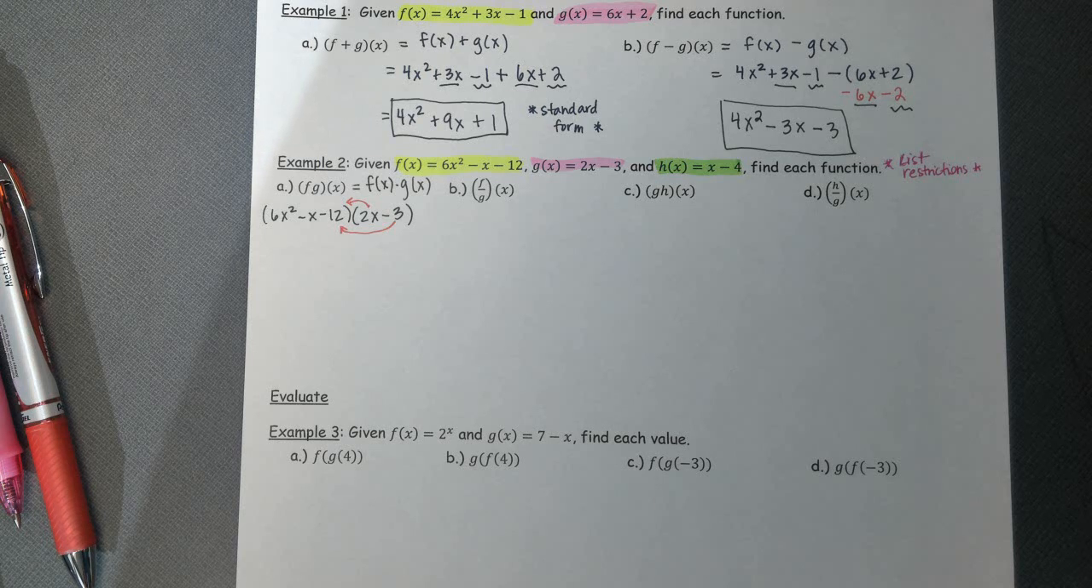Wait, how is that different from FOIL? Pardon? How is that different from FOIL? With FOIL, it's 2 binomials. Like you do the first, outer, inner, last.